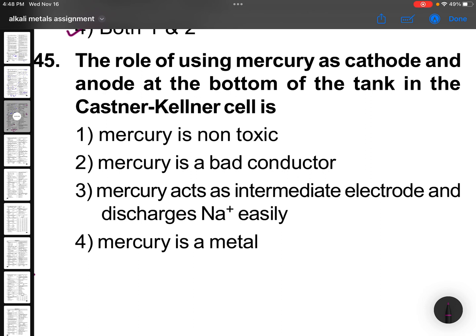So come back to the 45th question. The role of mercury as cathode, and anode at the bottom of the tank, in the Castner-Kellner cell is: mercury acts as, just as we were discussing, hero and villain. When the carbon anode is there, it functions like a cathode; when a strong cathode is there, it functions like an anode. So, the 45th question.